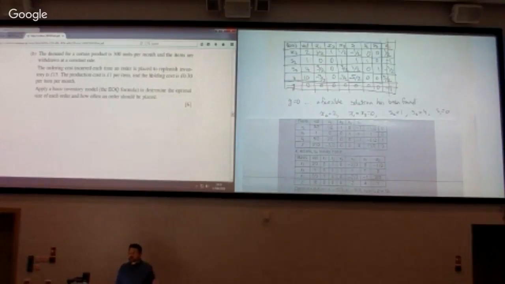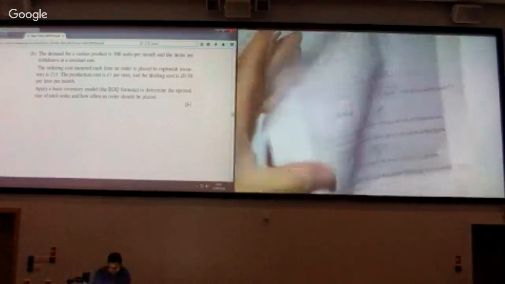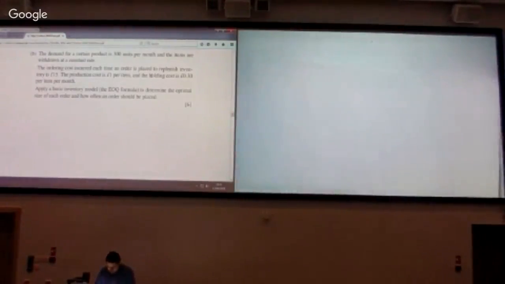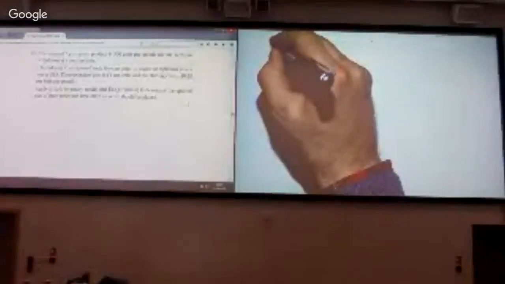In the remaining 5 minutes, let's solve part B. Part B is about something that we did fairly early in the first booklet study. Remember the EOQ formula? You have to remember the EOQ formula to be able to solve this question. And the EOQ formula, the EOQ means economic order quantity.